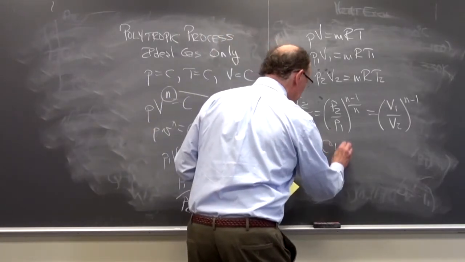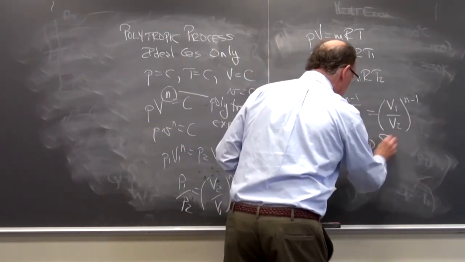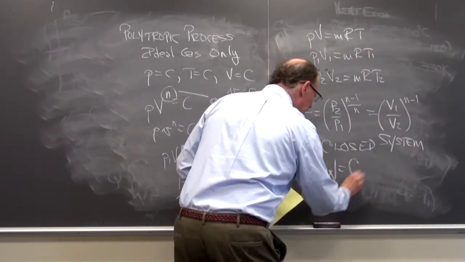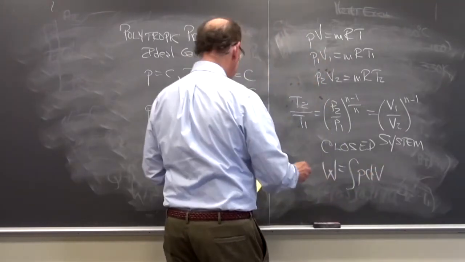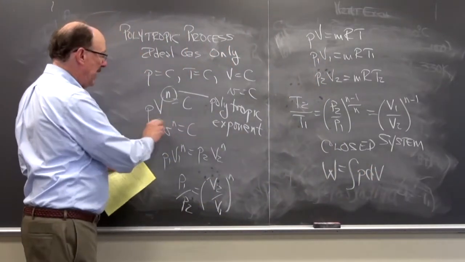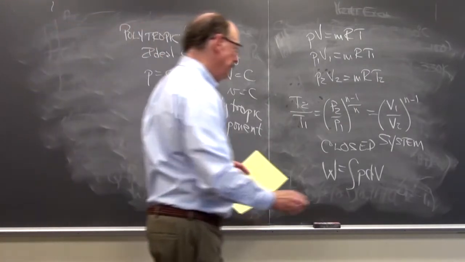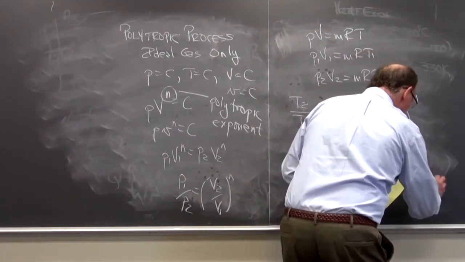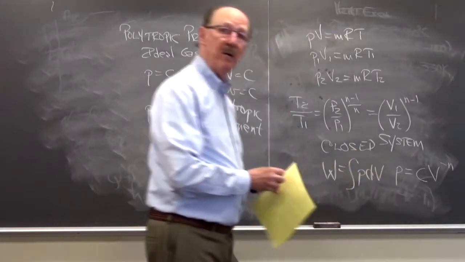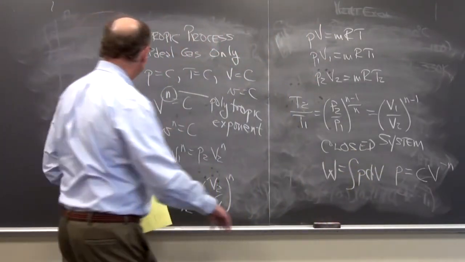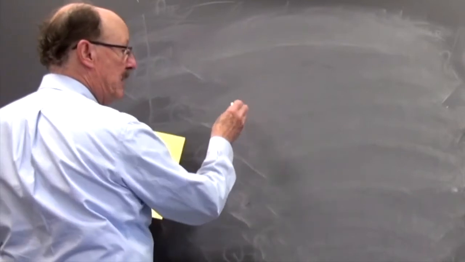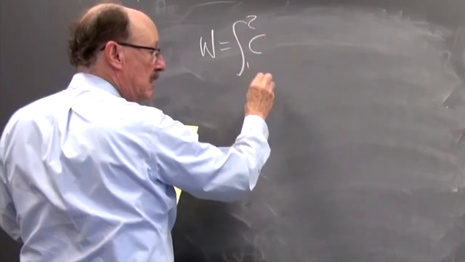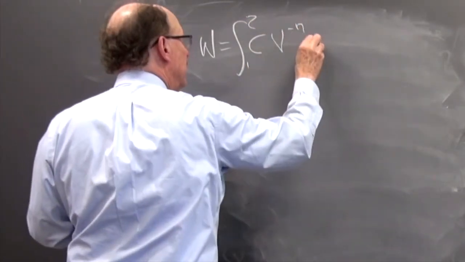So we'll look at a closed system. And we know that the work is equal to the integral of P dV. And I see that I have a relationship for P. P is equal to C V to the minus n. So now what we want to do is integrate that function. We substitute in, and we have the work is equal to the integral from 1 to 2 of C V to the minus n dV.